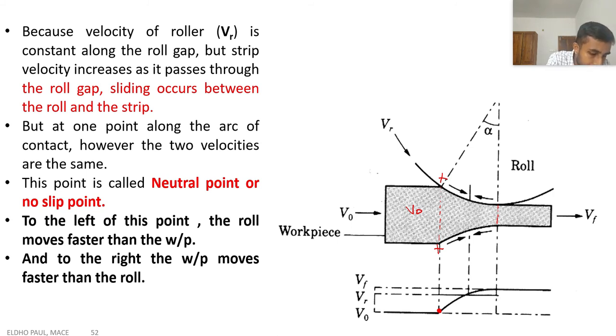Then, when the material is passing through the rolling gap, what happens? Its velocity is increasing. And at YY, that is the exit from the rolling gap, its velocity is increased to how much? Vf. So velocity is increasing from V0 to Vf. The material is flowing with a constant increase of velocity from V0 to Vf. It's very important for the analysis. The velocity distribution is very important for the analysis. Any doubt? Is it okay?